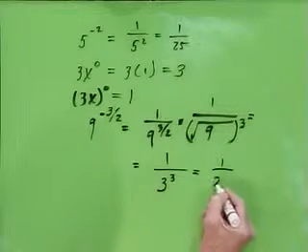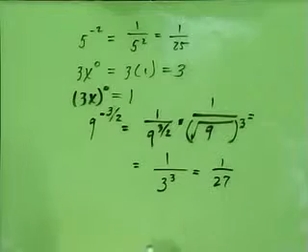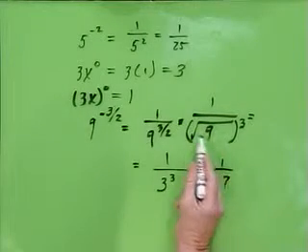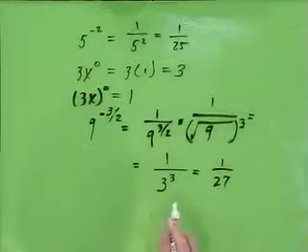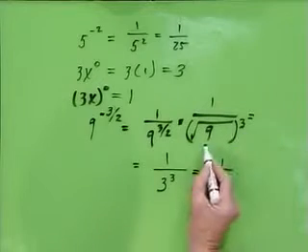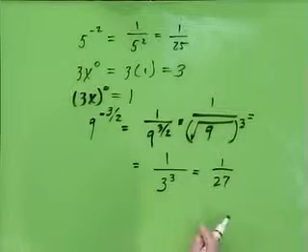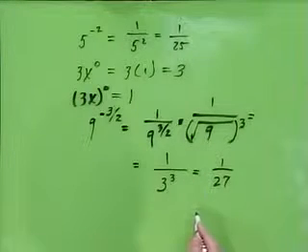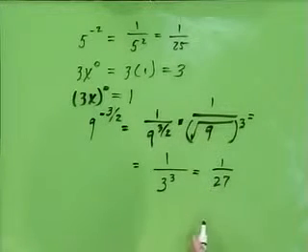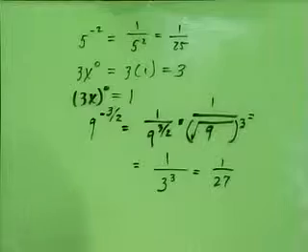and that's 1 over 27. Now another possibility is instead of taking the square root of 9 and then cubing it, you could have, as an alternative, cubed the 9 and then taken the square root. I didn't do that because cubing the 9 makes it awfully big, and knowing the square root, which would end up being 27, is something I wouldn't have known right offhand.